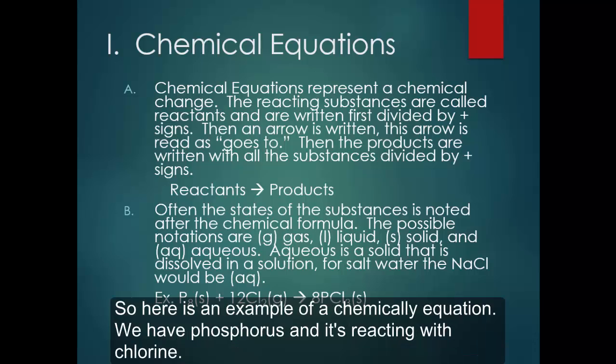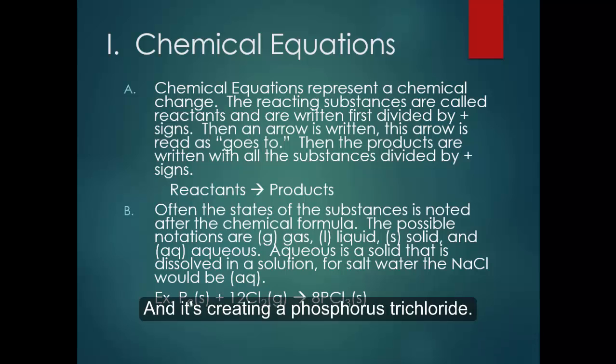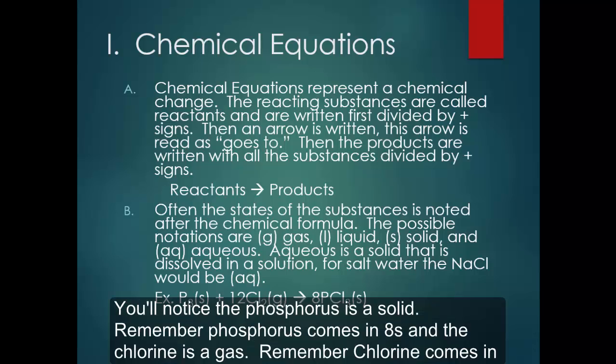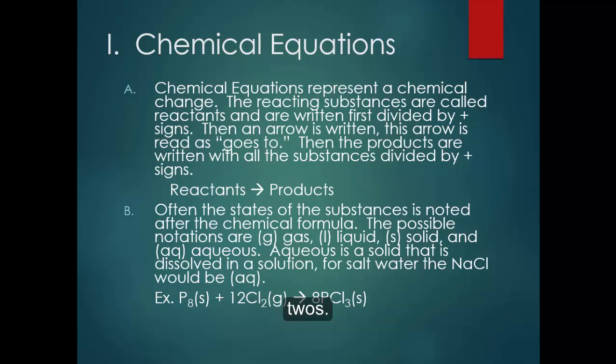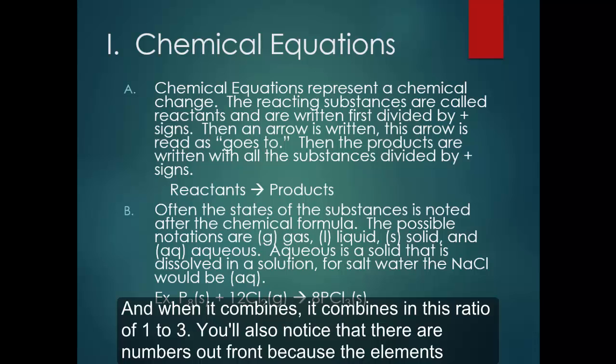So here's an example of a chemical equation. We have phosphorus and it's reacting with chlorine and it's creating phosphorus trichloride. You'll notice the phosphorus is a solid. Remember, phosphorus comes in 8s. And the chlorine is a gas. Remember, chlorine comes in 2s. And it combines in this ratio of 1 to 3.